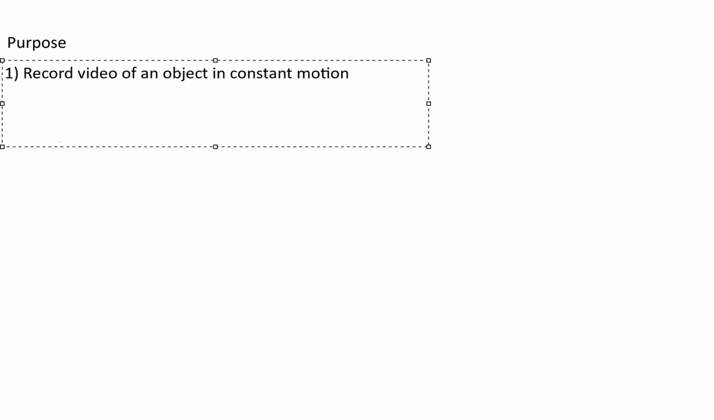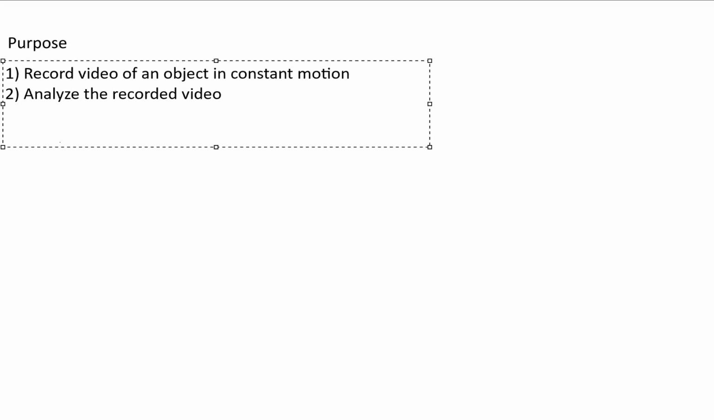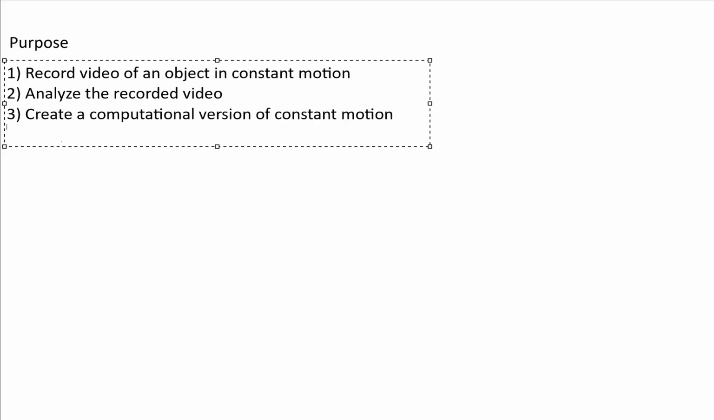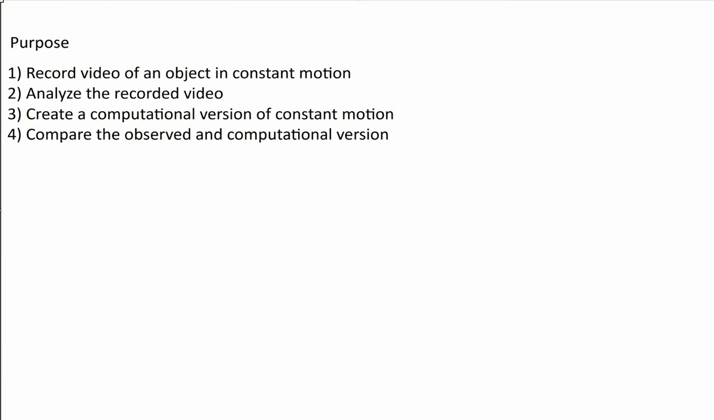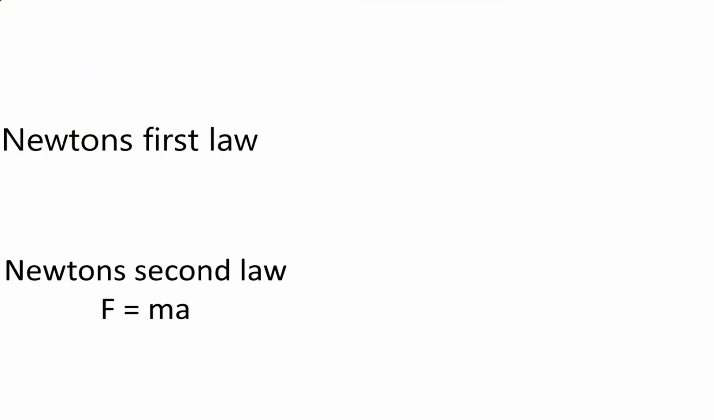The purpose of this lab was to record a video of an object in motion, analyze the recorded video, create a computational version of the constant motion, and compare the observed and computational versions. The fundamental physics principles observed in this lab were Newton's first law of motion and Newton's second law, which states that force is equal to mass times acceleration.